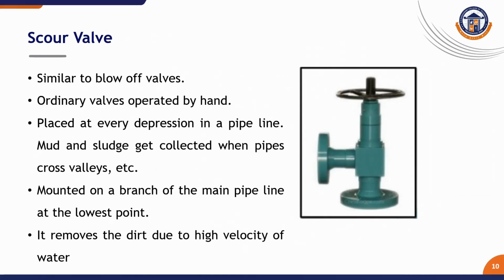The scour valves are similar to drain valves and are installed at depressions or lower points in the system. Their job is to flush out the mud, sludge, and heavier debris. Typically mounted on a branch line at the lowest point, these are opened manually to create a strong flush that carries dirt out of the pipeline.